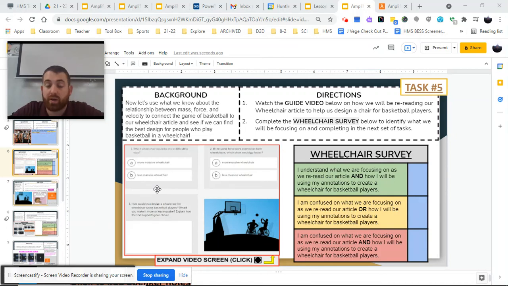Hey everybody, Mr. Regan here, and today we're going to be looking at how we're going to be completing an activity where you need to think about how you're going to build a wheelchair for basketball players that meets their needs, not only for how they play, but more specifically how they move. Thinking about that relationship between how mass, force, and velocity affect one another.